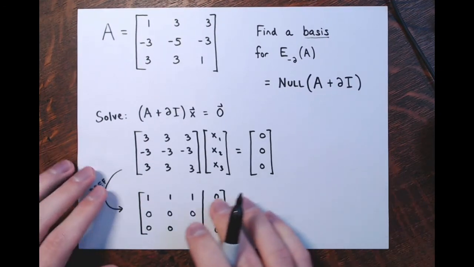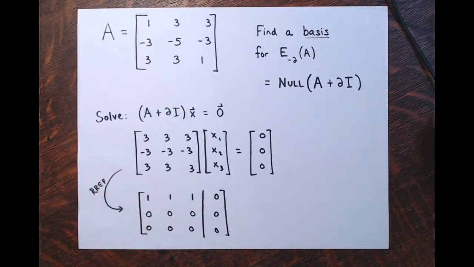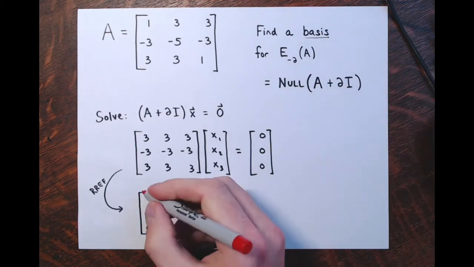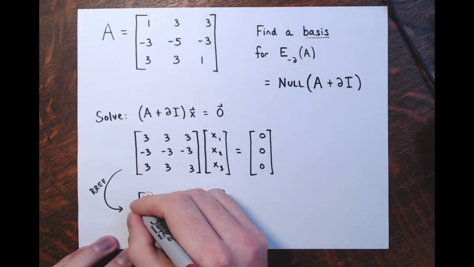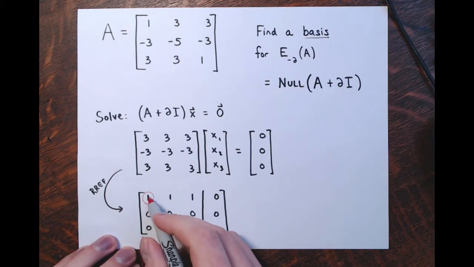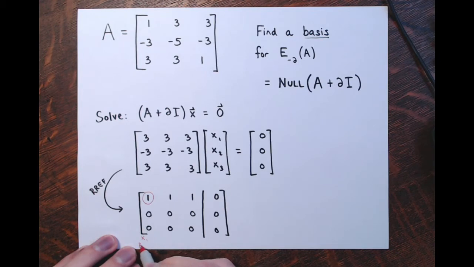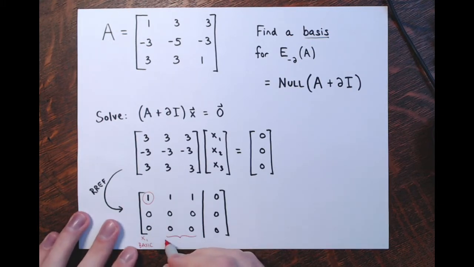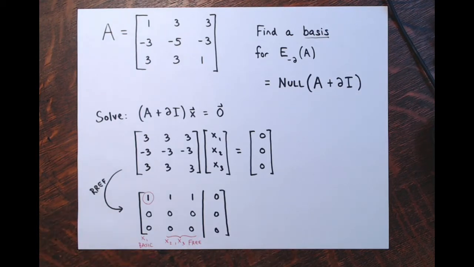All right, and then looking at this, we can see our pivot. Look for our pivot columns, right? This is a pivot, the leading ones in these rows. So x1, right? These are the coefficients of x1. x1 is a basic variable, and then these two columns are not pivot columns. So those correspond to my free variables. So x2 and x3 are free variables. I can let them be any real number I wish.